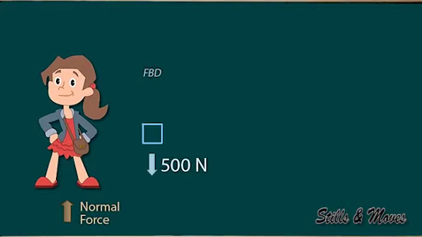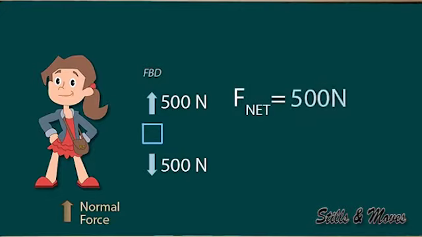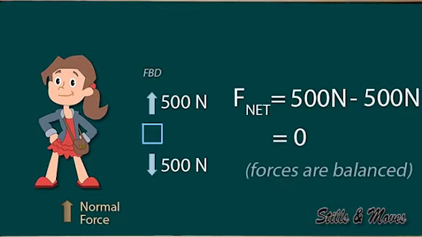If you're standing on the ground, the ground is providing a normal force pushing you up. If you weigh 500 newtons, your free body diagram would include the gravity pulling you down and the normal force provided by the ground pushing back up. And the normal force would be 500 newtons. Therefore, your net force would be 500 newtons down minus 500 newtons up, or a net force of 0. Your forces would be balanced, and you'd be able to just stand there.